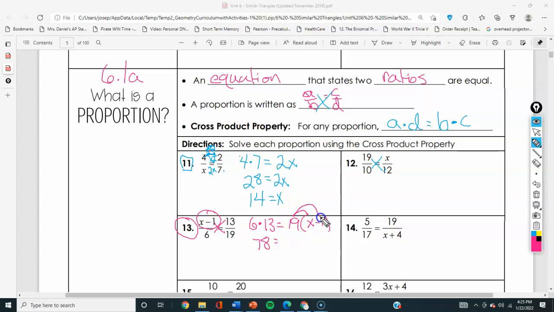That 19 has to distribute to both terms. So that's going to be 19x minus 19. And from here, I'm going to use some good old-fashioned algebra and add 19 to both sides. And I get 19x equals 97. Then I divide both sides by 19 to get my magic number of x equals, drum roll, 5.1.